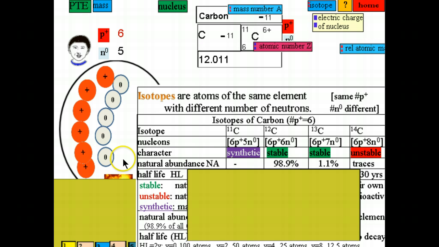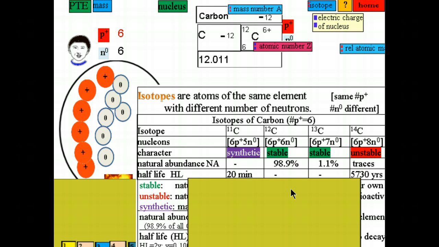There is another carbon isotope that has 6 protons and 6 neutrons. So we add another neutron, and now we have carbon-12. The mass number A is 12. The atomic number Z always stays 6. And 98.9% of all carbon atoms on this Earth are carbon-12 atoms, and they are stable. So they stay under the conditions of our Earth forever, as long as our Earth lasts.